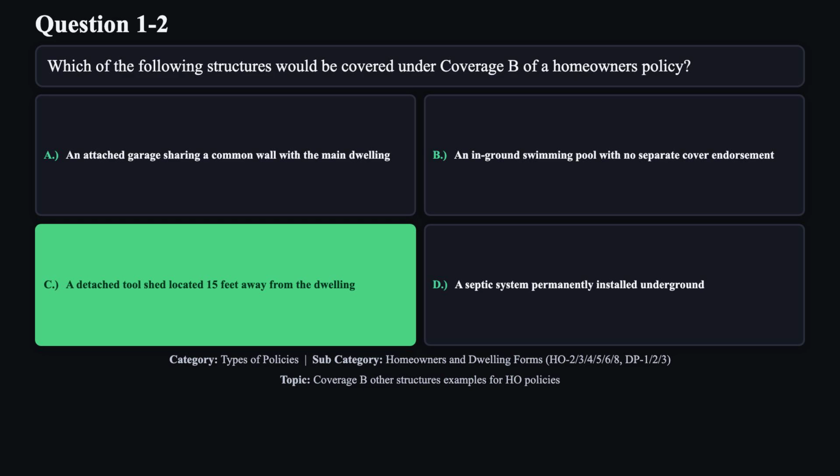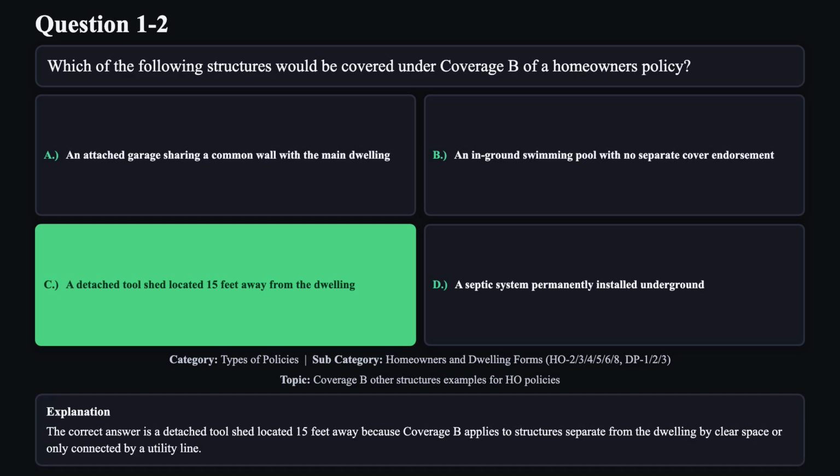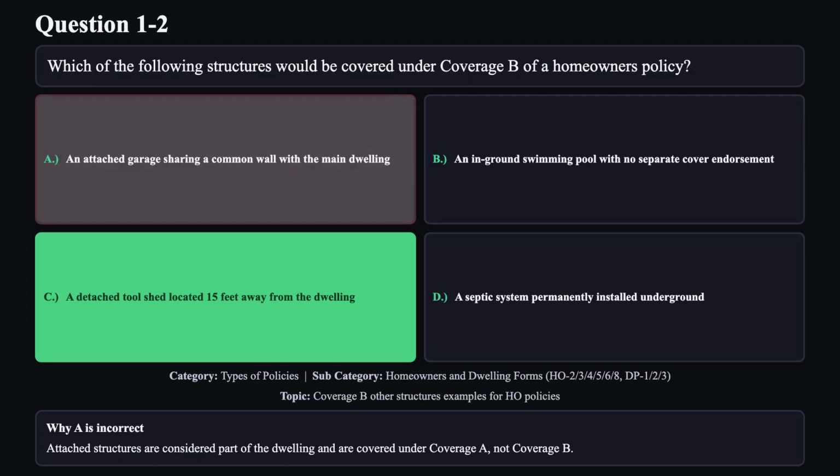The correct answer is C. The correct answer is a detached tool shed located 15 feet away, because coverage B applies to structures separate from the dwelling by clear space or only connected by a utility line. Reason A is not correct. Attached structures are considered part of the dwelling and are covered under coverage A, not coverage B.